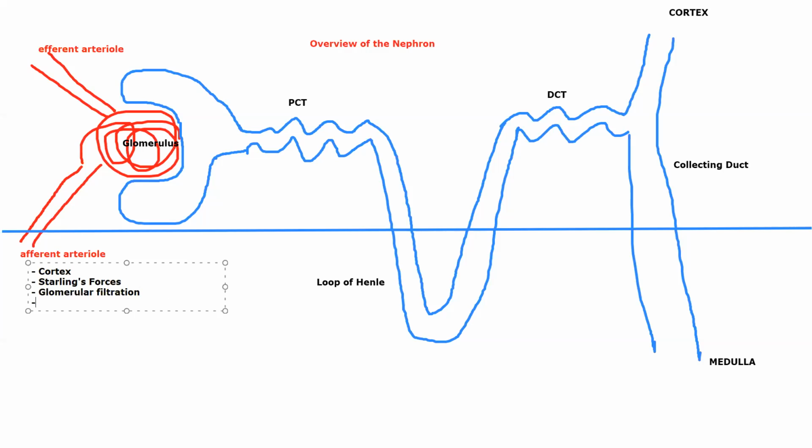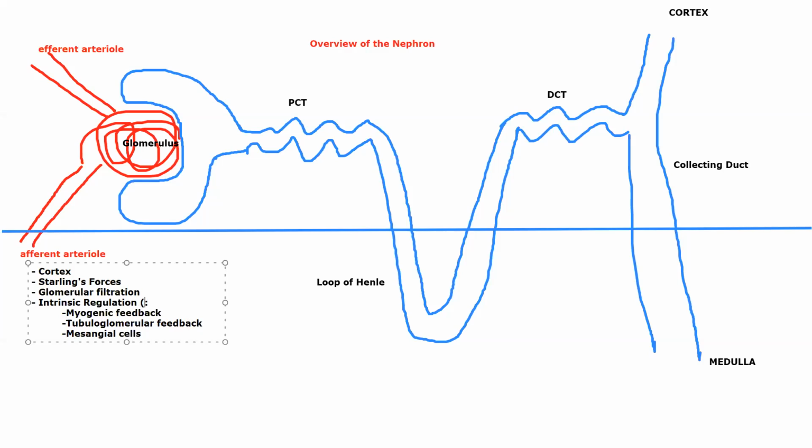Also, we talked here about intrinsic regulation. Okay, and the three processes here were the myogenic feedback, the tubuloglomerular feedback, and then the response elicited by the mesangial cells. Okay, also have a clear understanding of these three mechanisms and what they're doing.